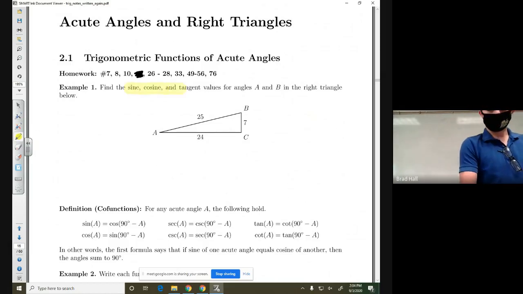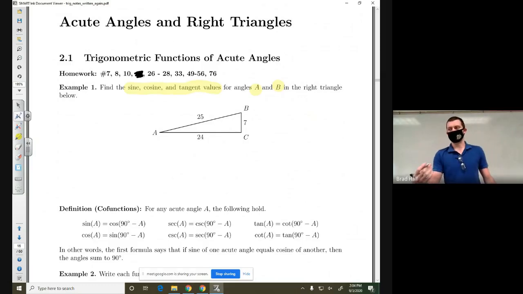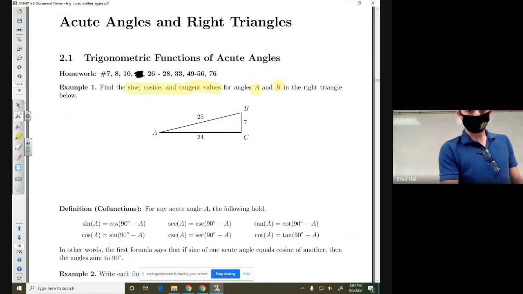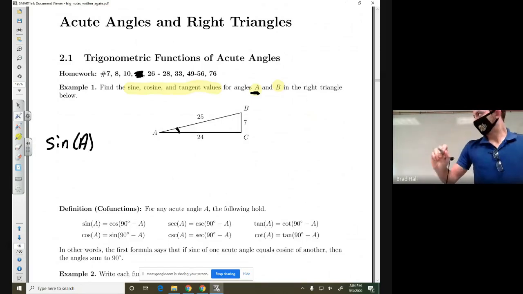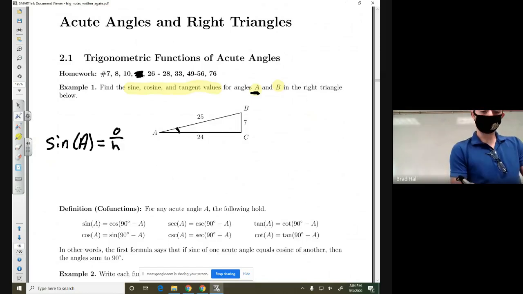Find sine, cosine, and tangent for angles A and B. Since we have a right triangle, we can utilize the opposite, adjacent, and hypotenuse thing. We'll start off with angle A, which is, of course, this angle. So if we're looking for sine of A, since the triangle already has the segments filled out, we just have to apply, sine is opposite over hypotenuse. Opposite of A is 7, and the hypotenuse seems to be 25.